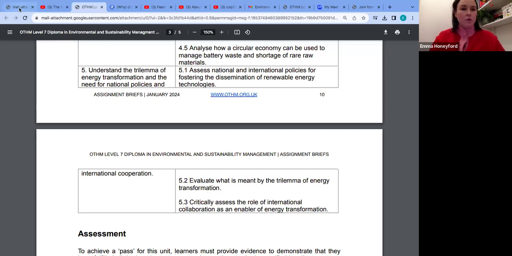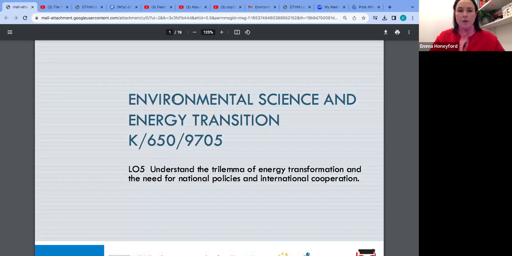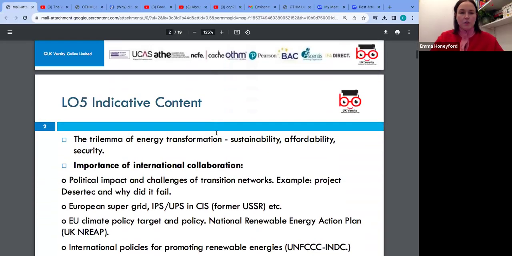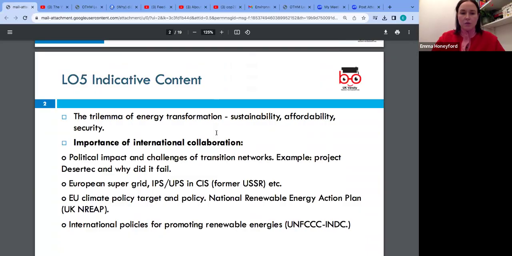So I'm just going to move across to the slide. This is learning outcome 5, understanding the trilemma of energy transformation and the need for national policies and international cooperation. The indicative content: we're going to talk around what the trilemma of energy transformation is. It looks like a triangle, and I'm going to show you a short video in a minute. It presents us with 3 main issues: sustainability, affordability and security. And we're going to talk around why it is important.